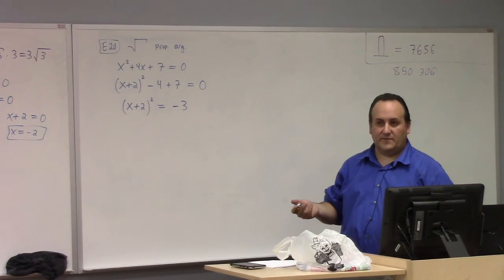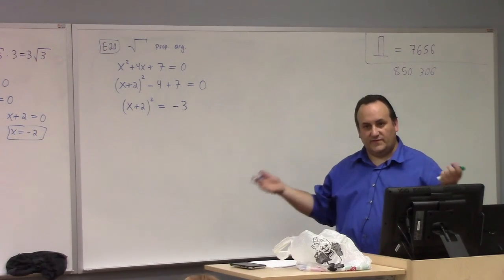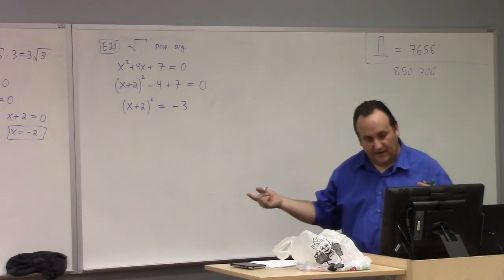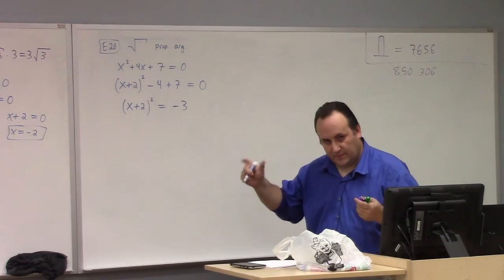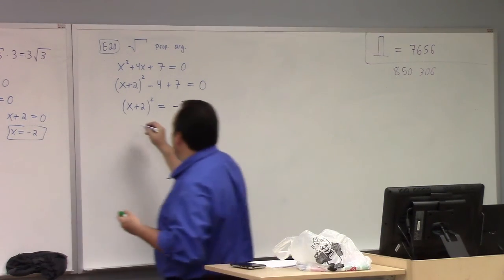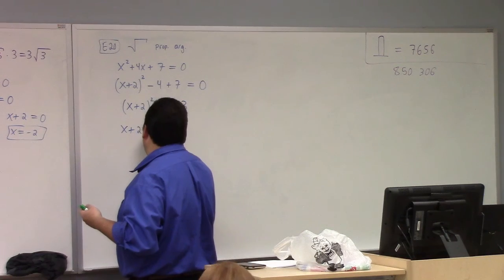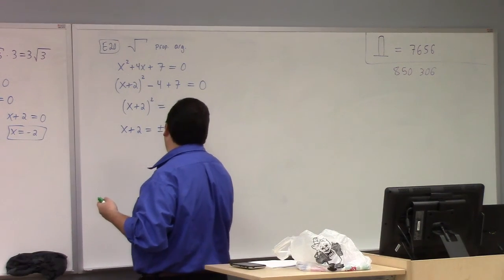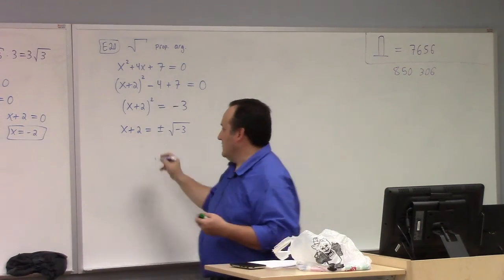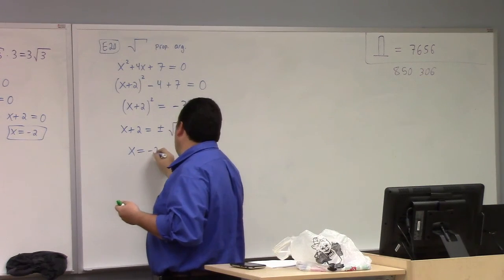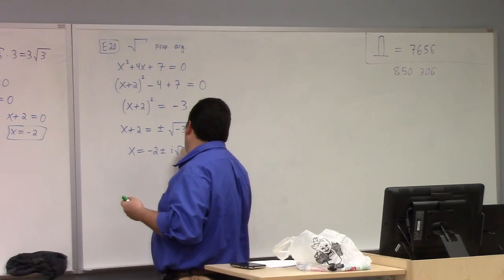Now, to solve for x, I do what? I take the square root of both sides, right? To be fair, remember, square root allows plus or minus in this way. So this gives us x plus 2 equals plus or minus the square root of minus 3, which gives me x is equal to minus 2 plus or minus i root 3.